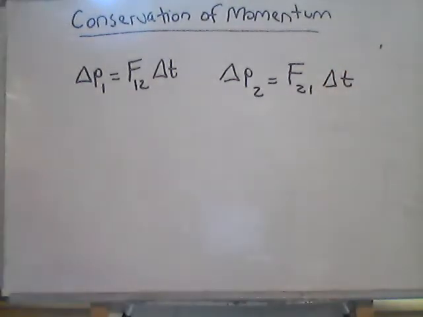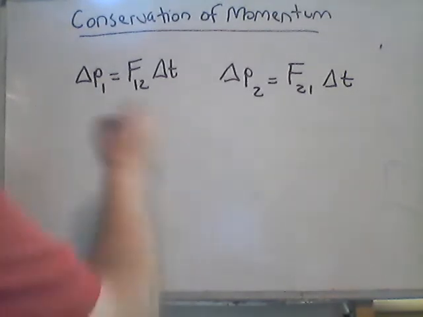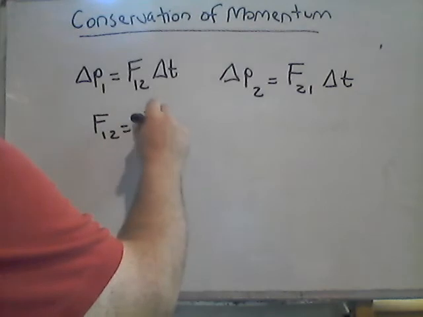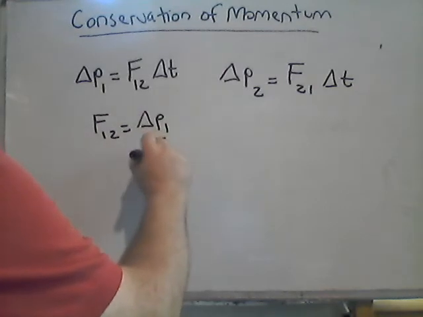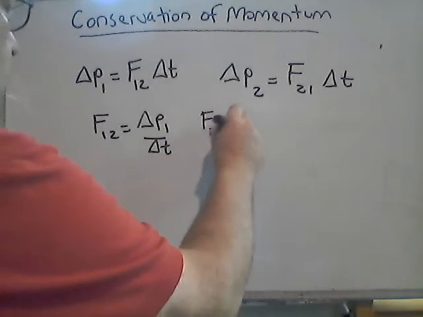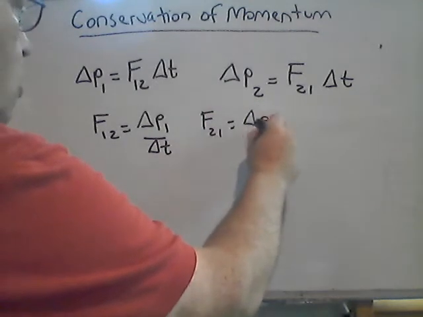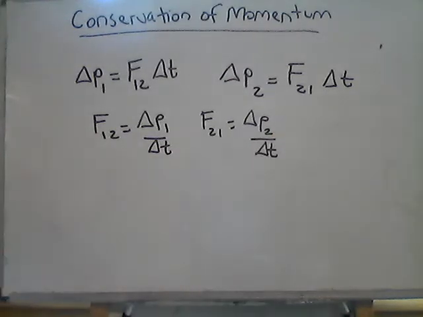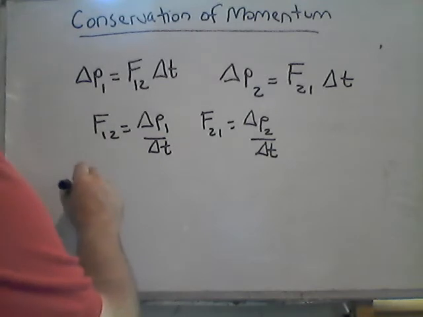All right? So now I can solve these two equations: F12 is delta P1 over delta T, and F21 is delta P2 over delta T. So far, so good. Now here's the important concept here: Newton's third law.